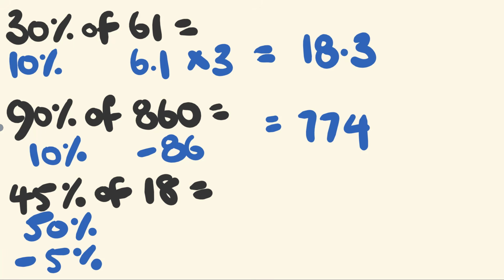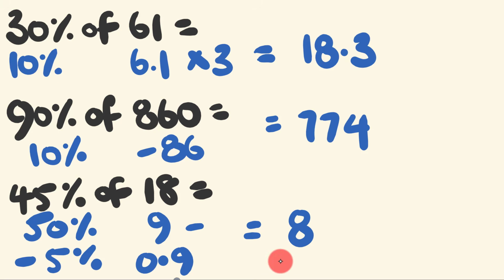So first off, 50%. 50%, like I said, half of the number, half of 18 is equal to 9. Now 5%, well that's just 1/10 of whatever this amount here is, divided by 10. So what is 9 divided by 10? 5% is equal to 0.9, and I'm going to subtract that away to get my final answer. 9 take away 0.9, we get the final answer of 8.1. And that's how I go through and solve these types of percentage questions in my head really, really quickly.